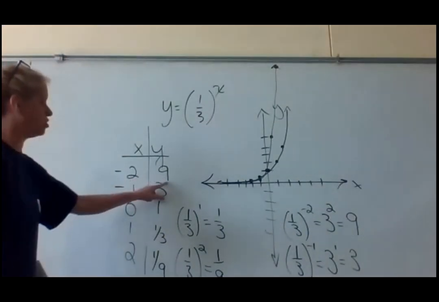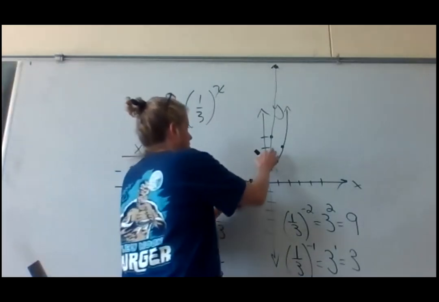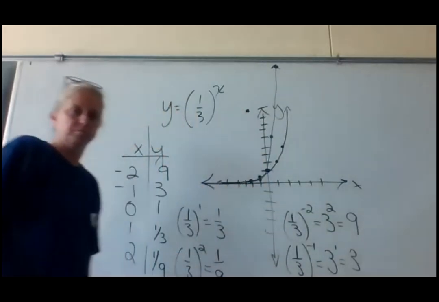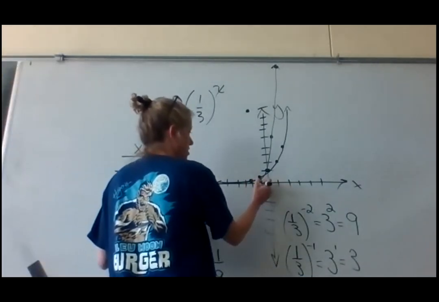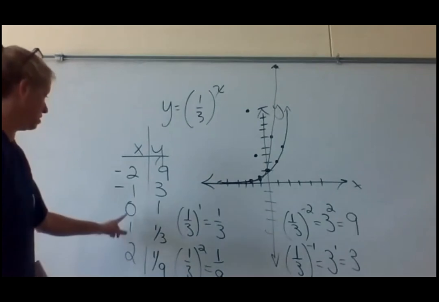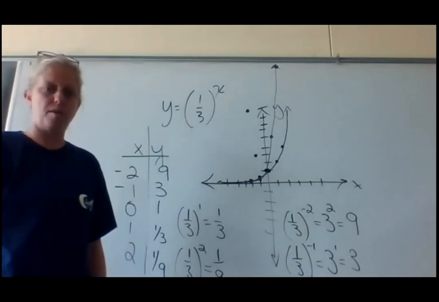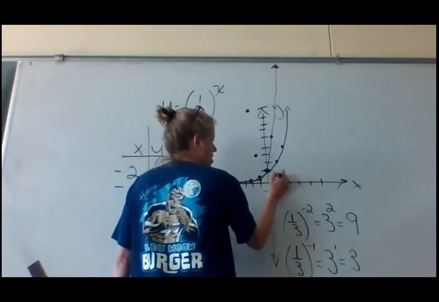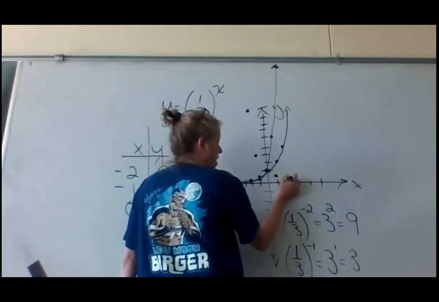My first point is at -2, 9. So left 2, up 9. Left 1, up 3. So left 1, up 1, 2, 3. 0, 1. So if you'll notice, they've all had that point right there, the 0, 1 point. Now to the right 1, up a third, right 1, up a third, and right 2, up 1/9. So right 2 and then barely up at all.